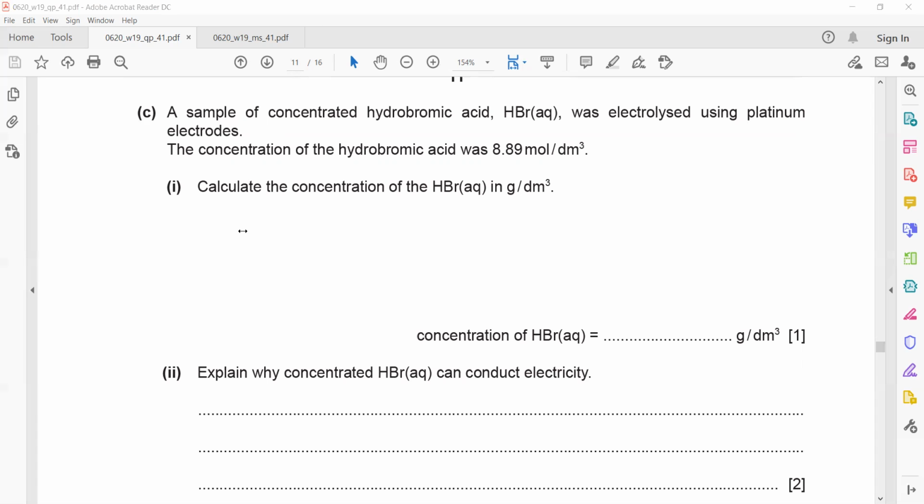So basically what we will do, moles is equal to mass in gram divided by molecular mass. Why molecular mass? Because it's a molecule. If it is an atom, then atomic mass. So 8.89 moles are present in 1 dm cube or 1 liter. We need how much is there in gram per dm cube. So basically you have to convert moles into mass. The formula: moles equal mass in gram over molar mass.